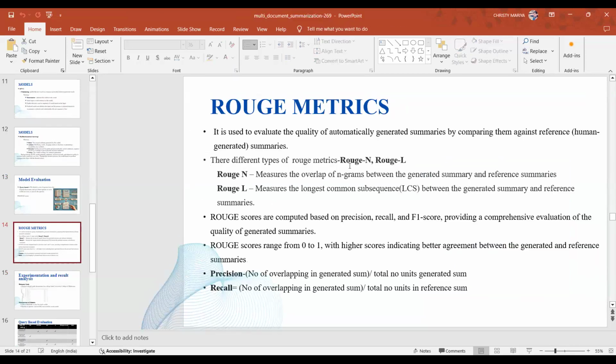For that, we are using ROUGE-N and ROUGE-L measures. ROUGE-N is an overlap between the generated and the reference summary. Here, the reference summary we take from some online tool. We put the original documents into an online tool and produce a summary, and that will be given as the reference summary. It will compare both the summaries and produce a score. The ROUGE score is calculated based on precision, recall, and F score.